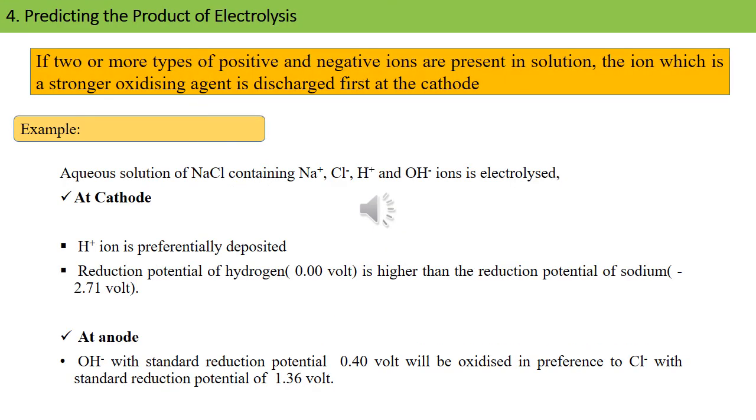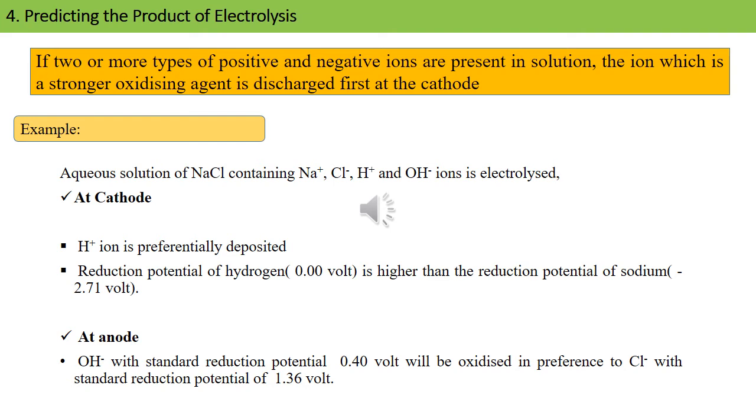Last application is predicting the product of electrolysis. If two or more types of positive and negative ions are present in a solution, the ion which is a stronger oxidizing agent is discharged first at the cathode, and the ion which is a stronger reducing agent is discharged first at the anode.